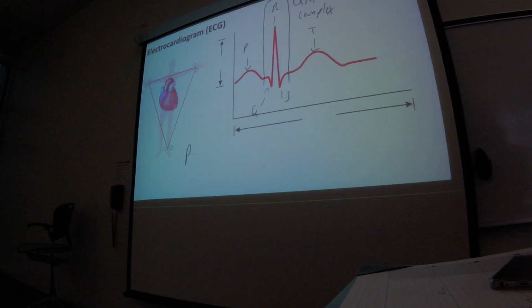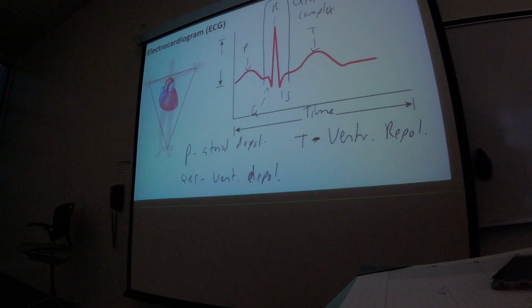Generally, the P is for atrial depolarization. The QRS stands for ventricular depolarization. And the T represents ventricular repolarization. And in lab we'll talk more about those in detail and talk about why you expect the voltage differences. So, sorry, this is time, and this is voltage.